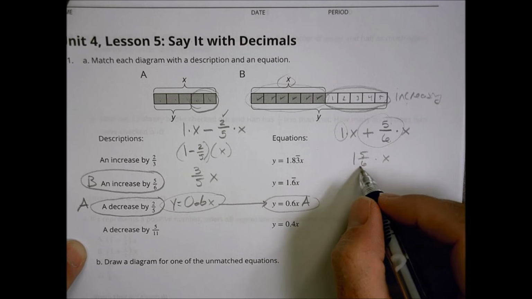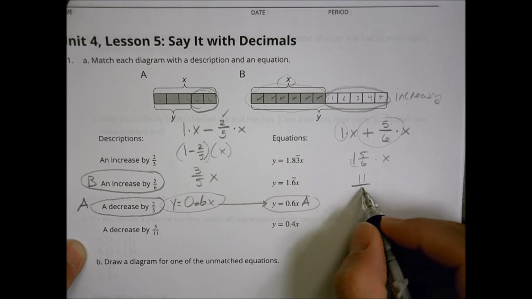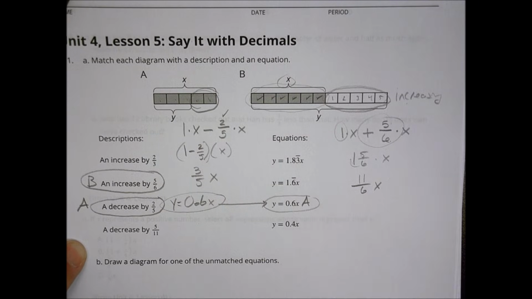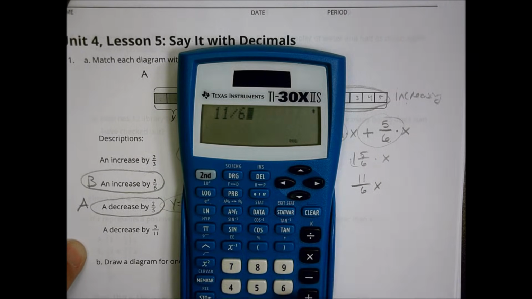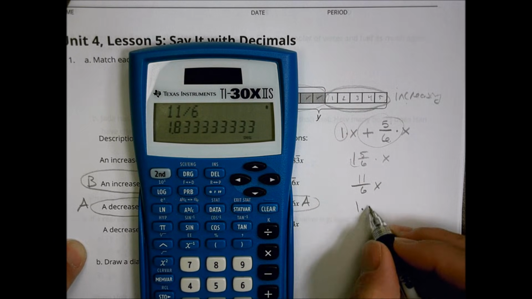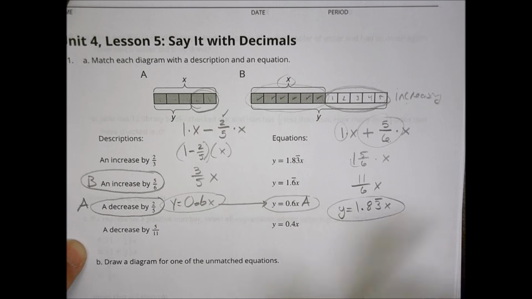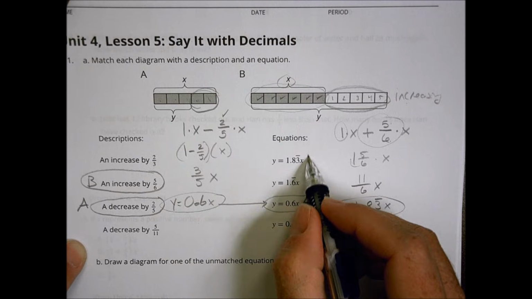I can turn that into an improper fraction real quick. 6 times 1 is 6, plus 5 is 11, so I have 11/6 x, and just for sake of time, 11 divided by 6 is going to be 1.8, and the 3 seems to repeat there, so 1.83 repeating x. I put a y equals out in front, and that becomes my equation, which matches this one here for B.